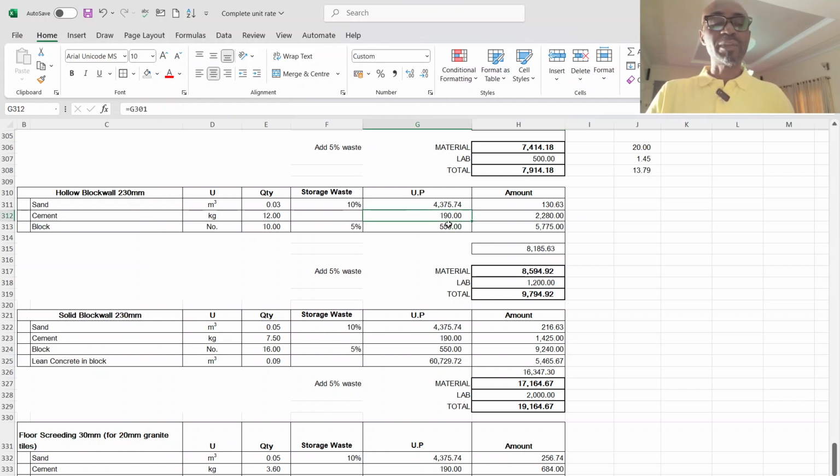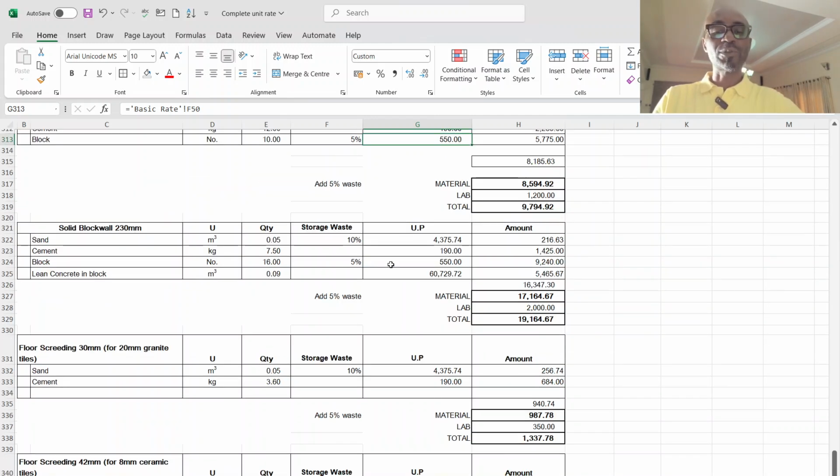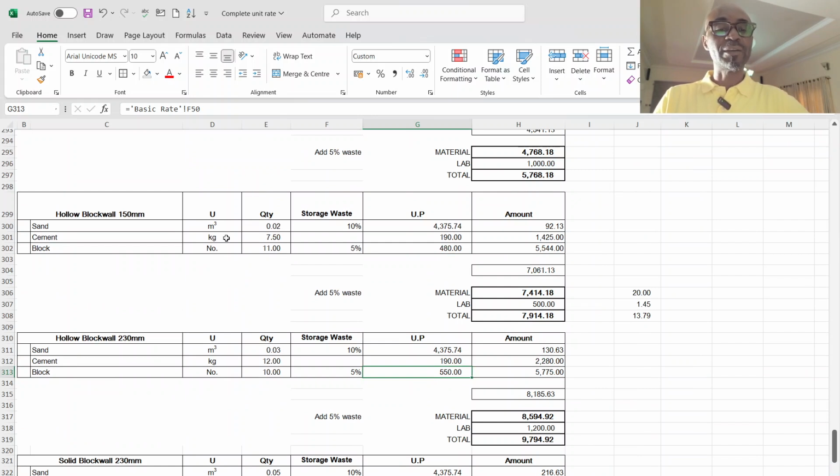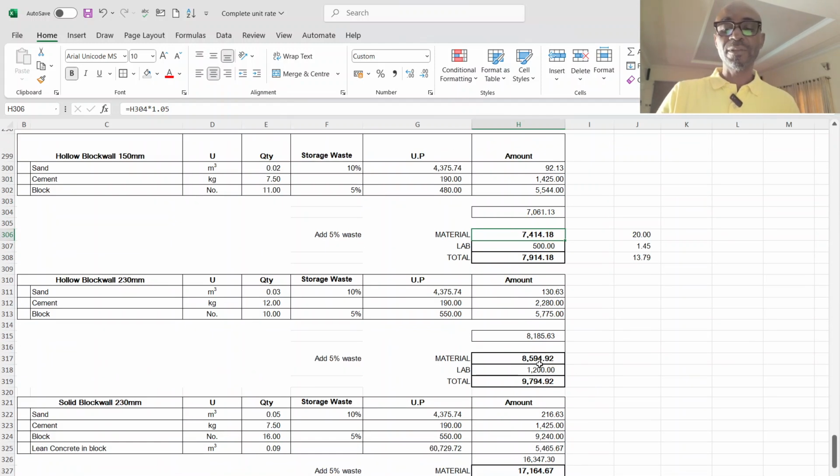We have the cement. We have the block at 550 naira per one, and the cement at 190 per kg. So also you have the ratio of cement to sand, for 1 square meter it is 7.5 kg. So here is your rate. For block work, the material is 8,594, while the labor is 1,002, and the cumulative price for labor and material is 9,700.